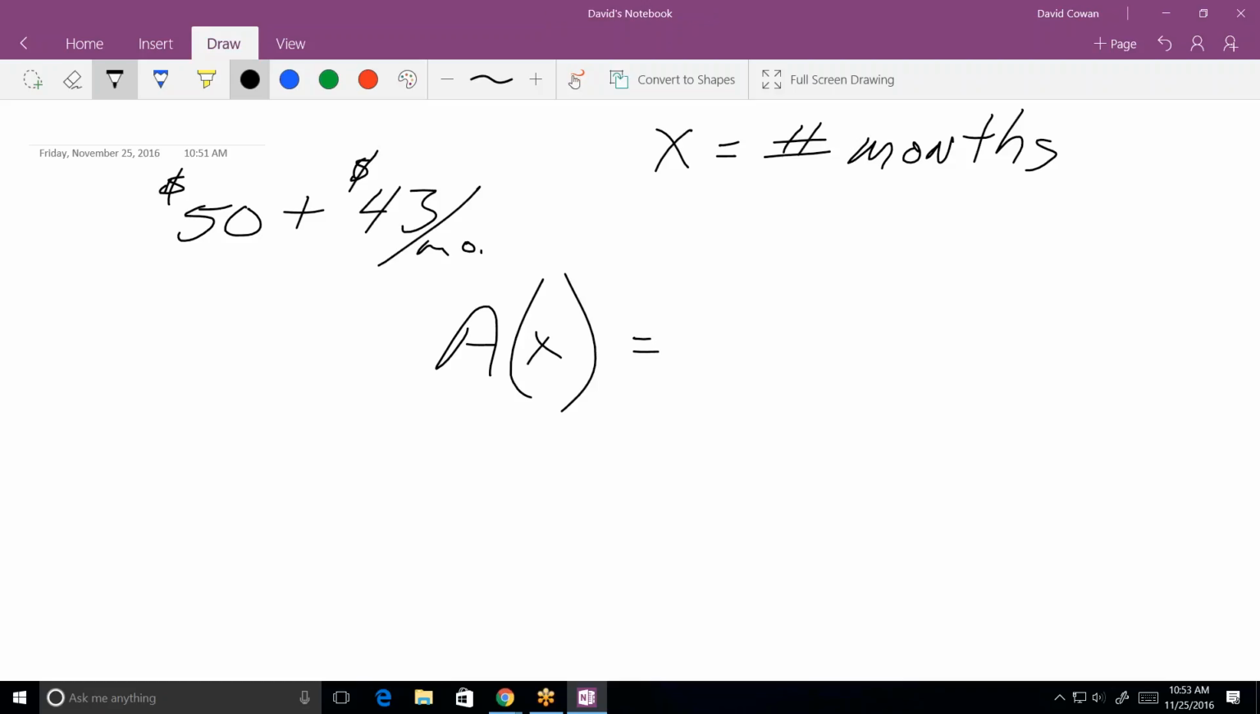Now, sometimes it's useful on these because it's not that easy to come up with this function. So if I don't know how to do it, I tend to play a game where I start trying some various months. So what would the average cost be if I had 1 month only? The $50 installation fee plus $43 a month.